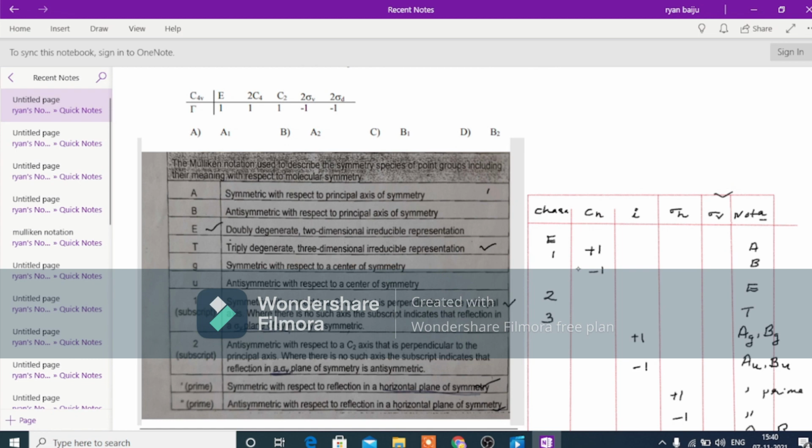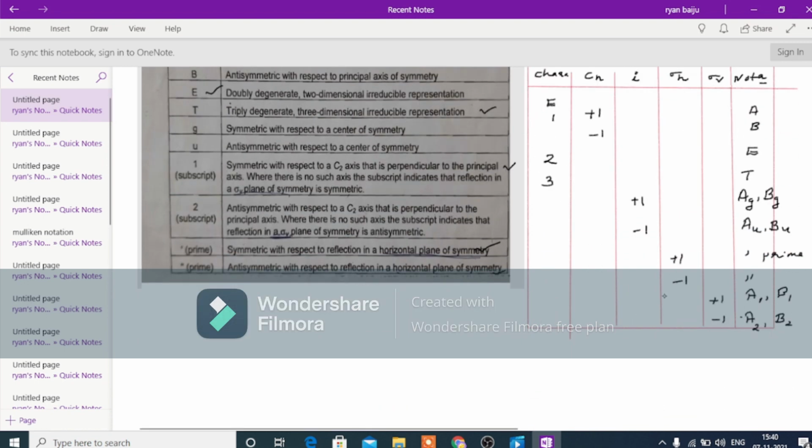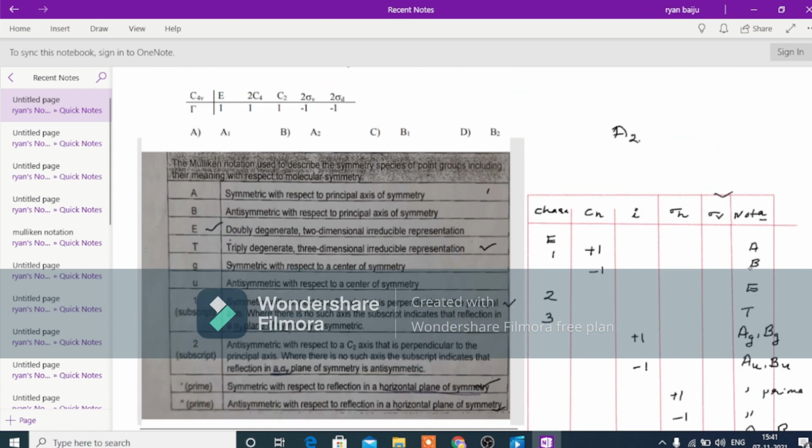Now very easily you can identify the answer. Here identity is 1, therefore it should be A or B. Then here principal axis, that is +1, therefore notation, it should be A. Next you can consider the sigma V. Sigma V that is negative, therefore here it should be A2. Therefore answer is A2.